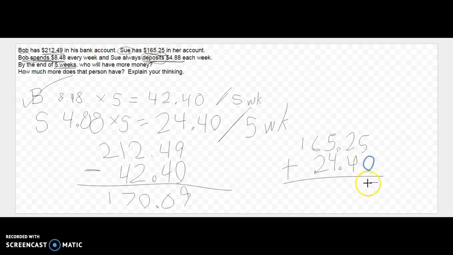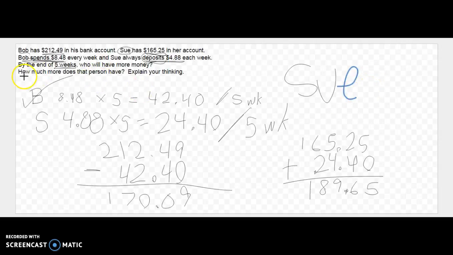Okay, so I'm not even going to get the calculator for this. This is fairly simple. So she would have $189.65 at the end of the 5 weeks. So my answer to this question, by the end of 5 weeks, who will have more money? I would say Sue has more money.